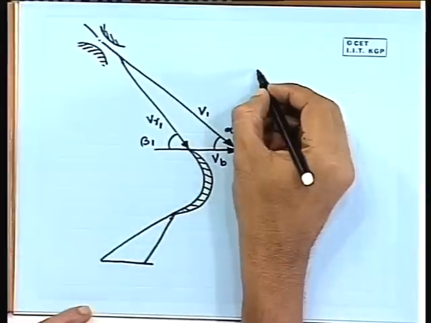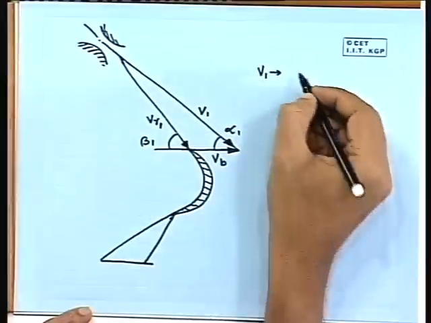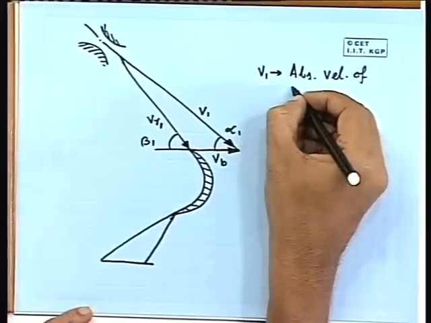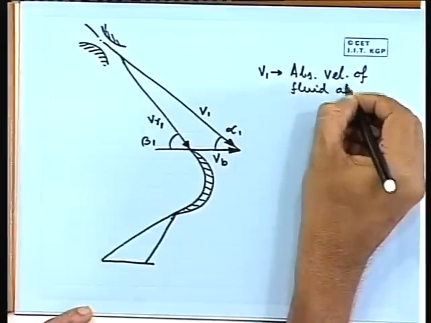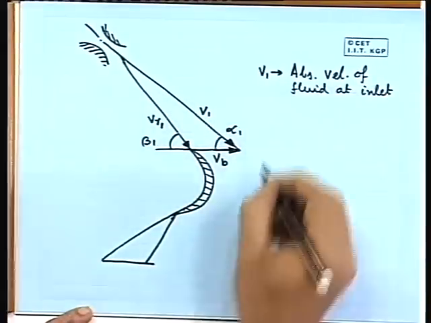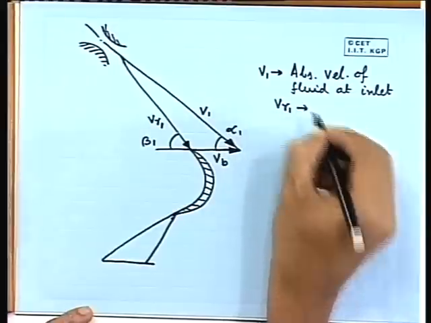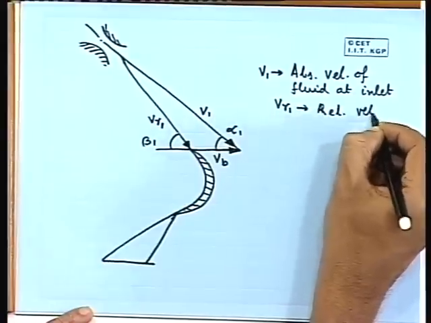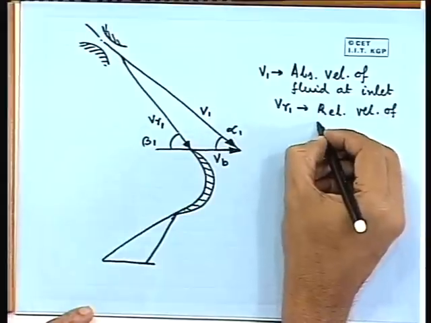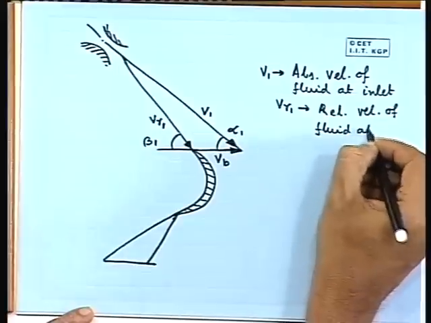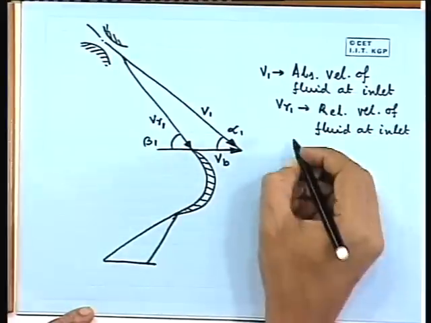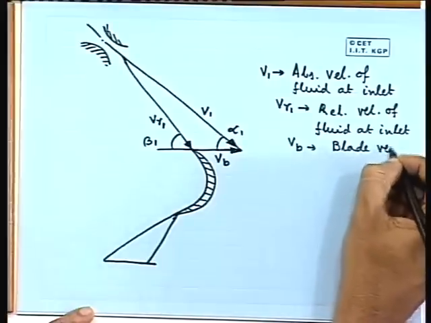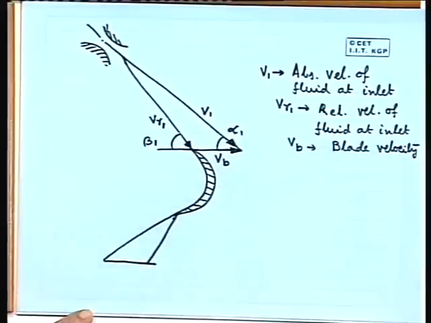So, we can write: V1, absolute velocity of fluid at inlet; Vr1, relative velocity of fluid at inlet; and Vb is the blade velocity. All right.